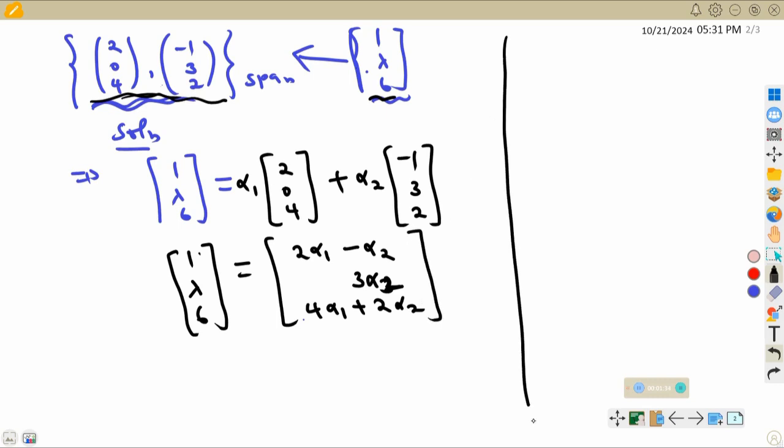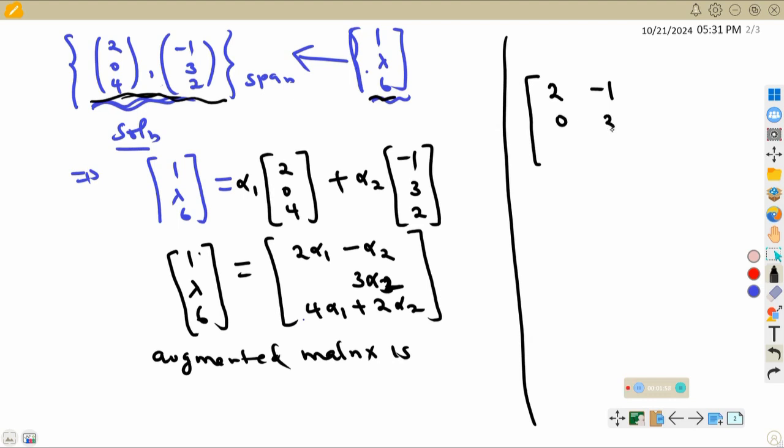So from there, still we can have this one in augmented form. So we can say the augmented matrix is, so our augmented matrix will be 2, negative 1, 0, 3. Then this is 4, this is 2. Here we have 1, lambda, and 6.